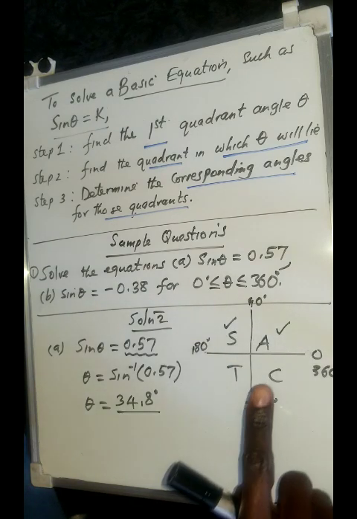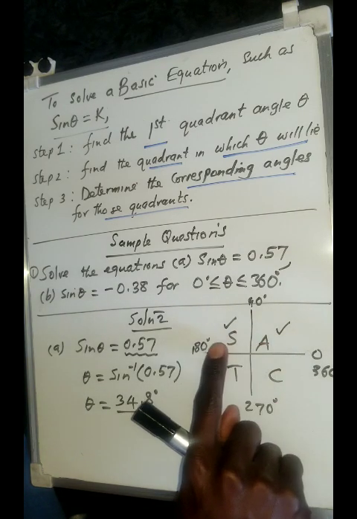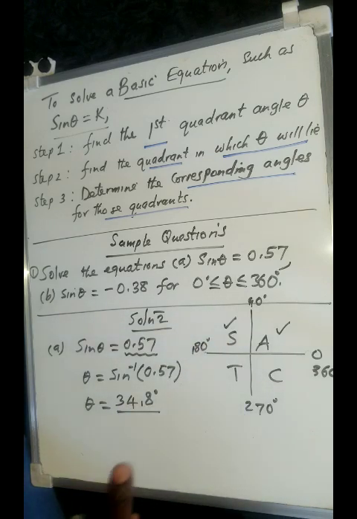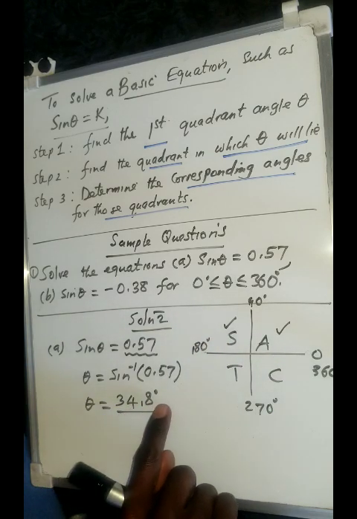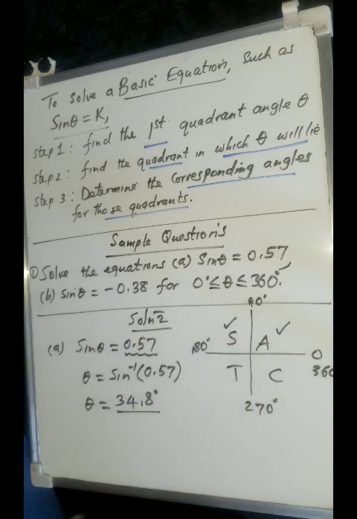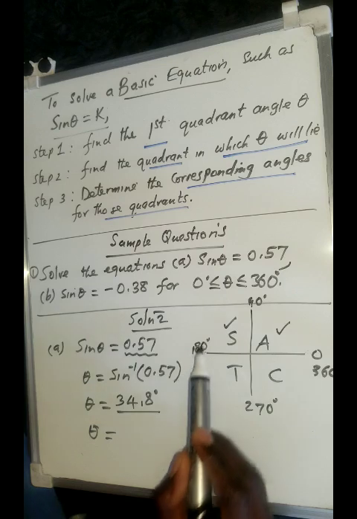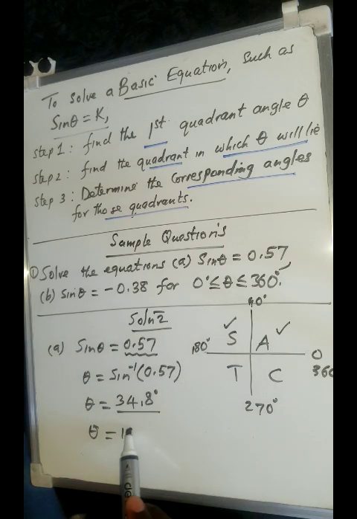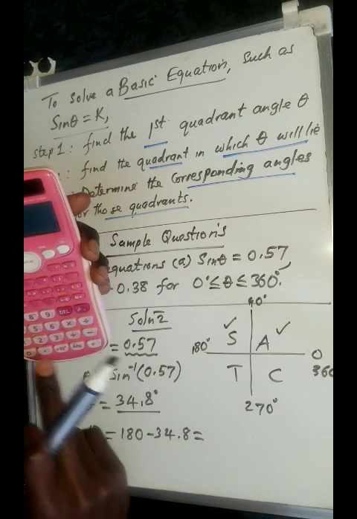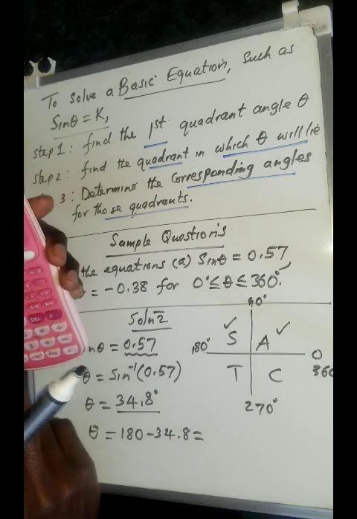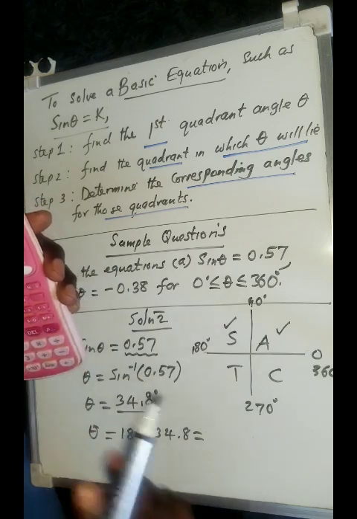So my angles are going to come from the first quadrant and the second quadrant. Already you have the angle in the first quadrant, which is 34.8. So how do you get the angle in the second quadrant? Remember, you can also get theta by simply saying it is 180 minus the angle in the first quadrant, which is 34.8. So what is that going to give you? It is going to be 180 minus 34.8.